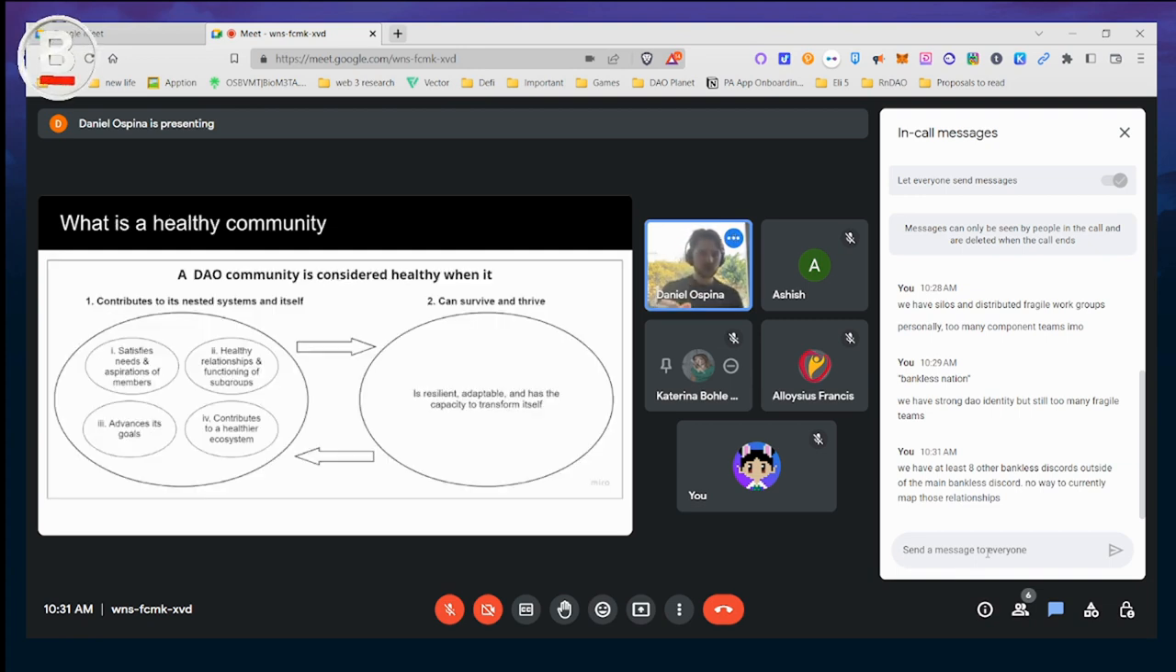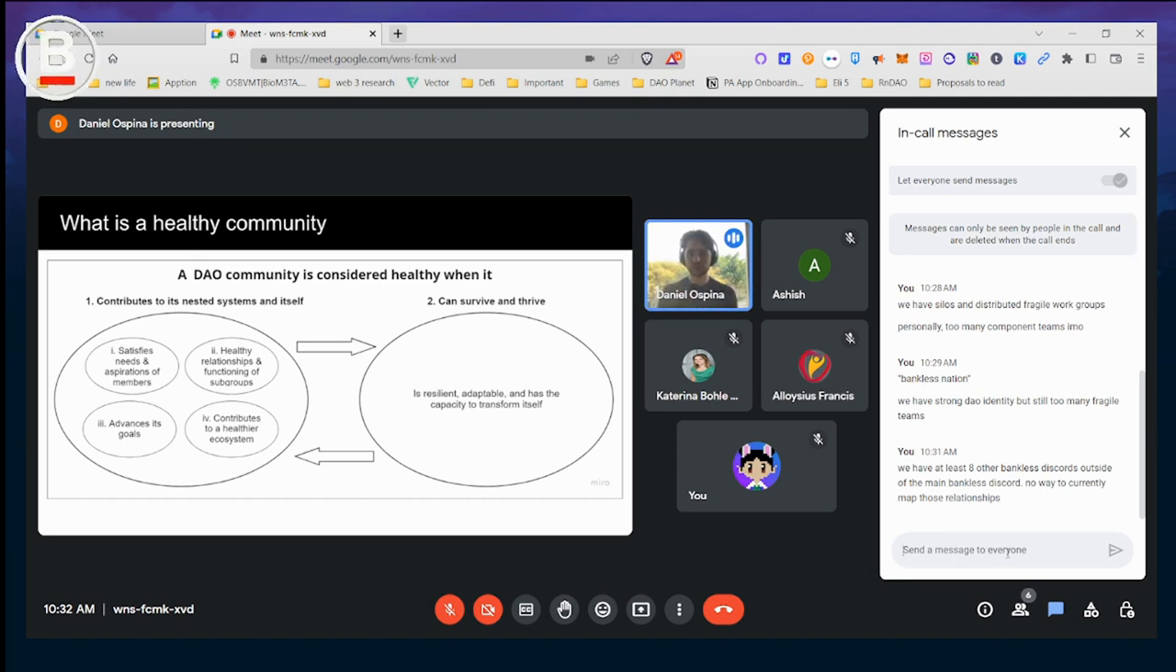So summarizing, we say that a DAO community is considered healthy when it contributes to its nested systems and to itself. It satisfies the needs and aspirations of the members, there are healthy relationships and functioning subgroups within, it advances its goals, so it's actually progressing, and it contributes to a healthier ecosystem, so that it can survive and thrive. And of course, here comes the perspective of change, because the situation is changing.